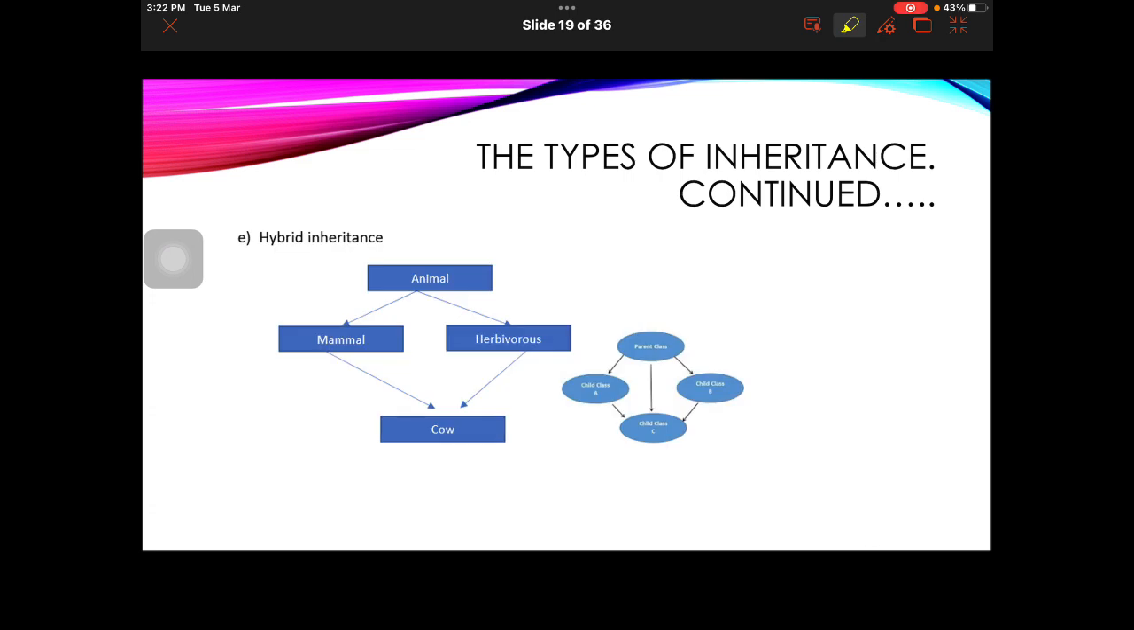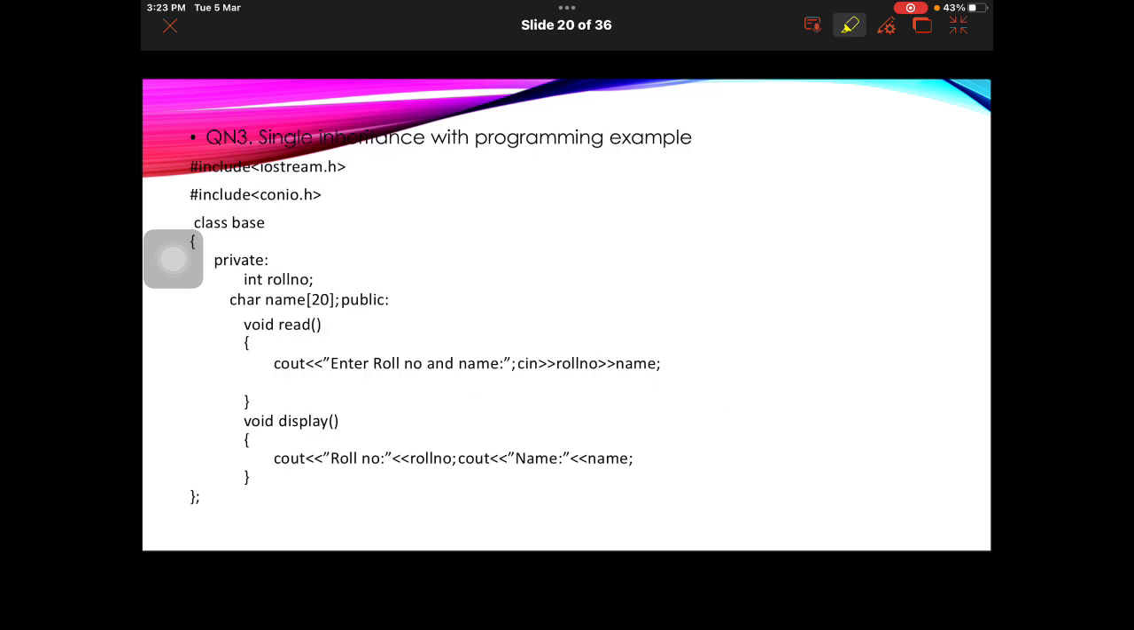Then we have hybrid inheritance. Hybrid inheritance is a combination of any other two inheritance. Here if you see, this is a single class with multiple derived classes. The first part is hierarchical inheritance. And if you see mammal and herbivorous, this part is multiple inheritance. So a combination of any two inheritance is known as hybrid inheritance.